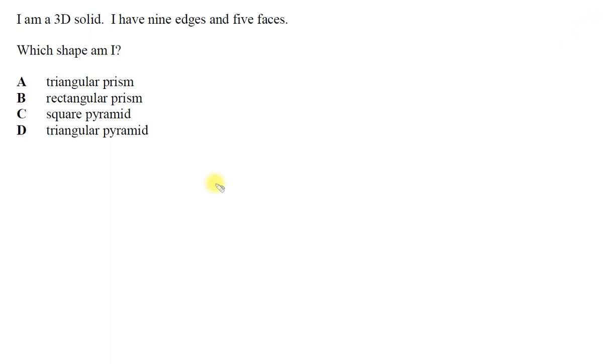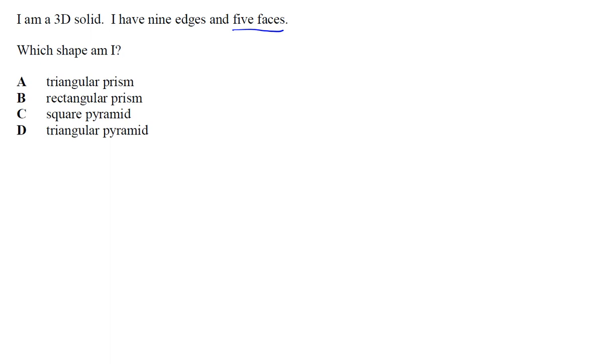Okay, the way to do this is to imagine each of the 4 shapes and tick off whether or not it satisfies our 2 characteristics here. It needs to have 9 edges and 5 faces. Now 5 faces is easier to visualize than edges. So let's start by going through our 4 shapes and seeing which ones of them have 5 faces.